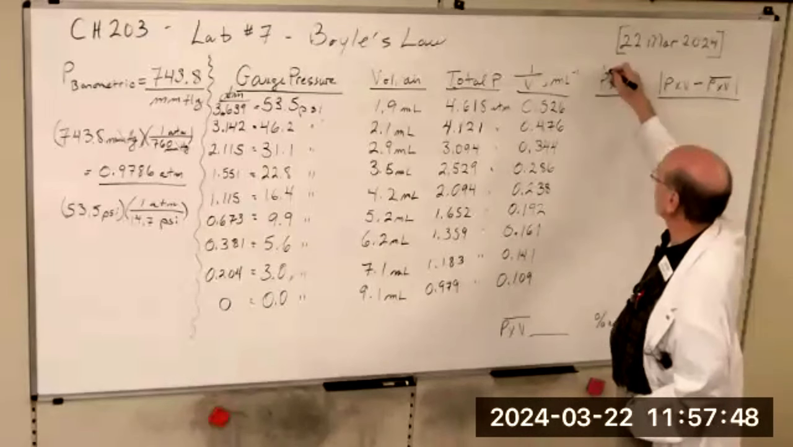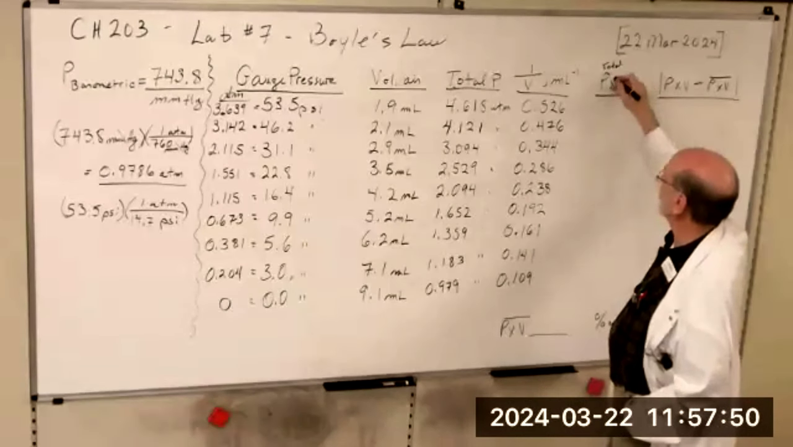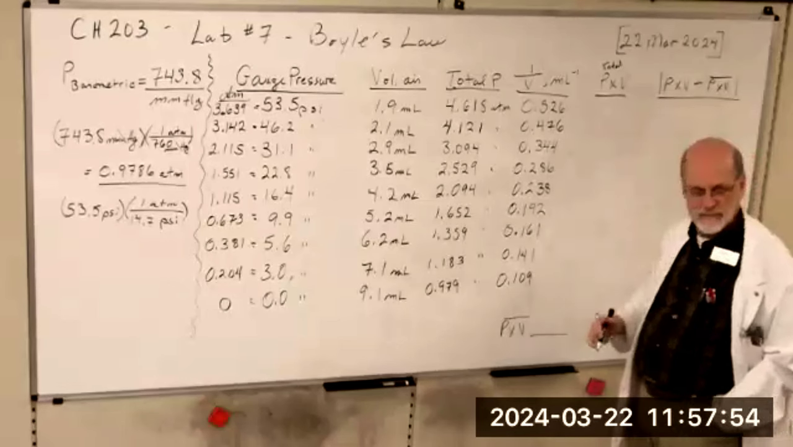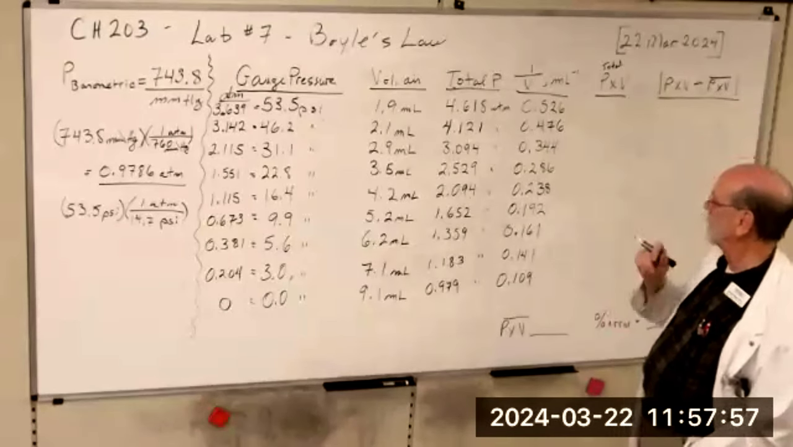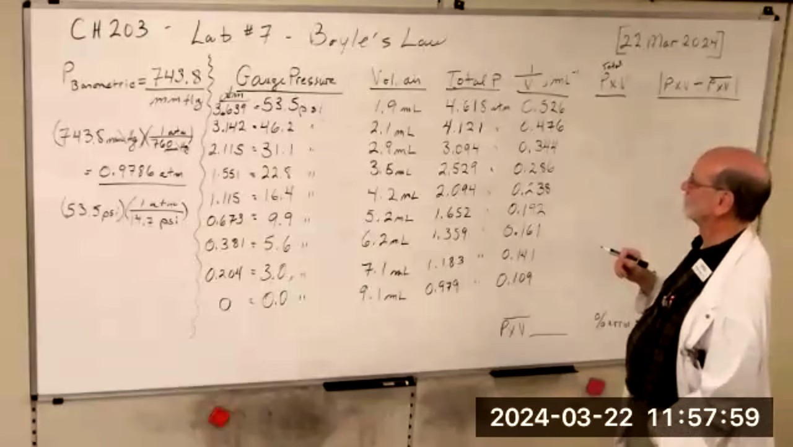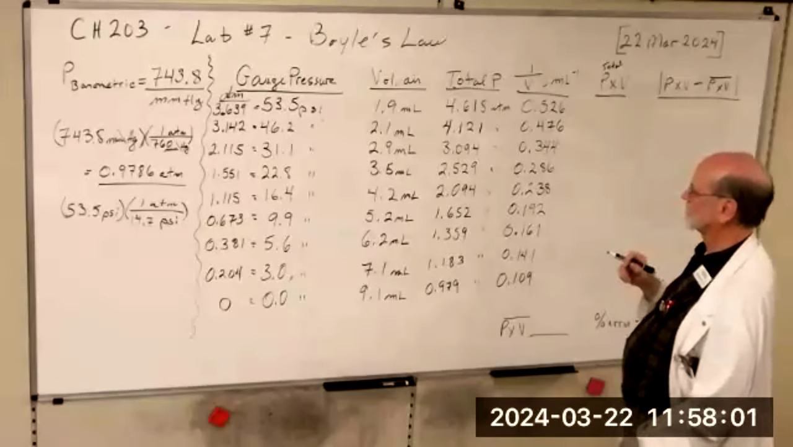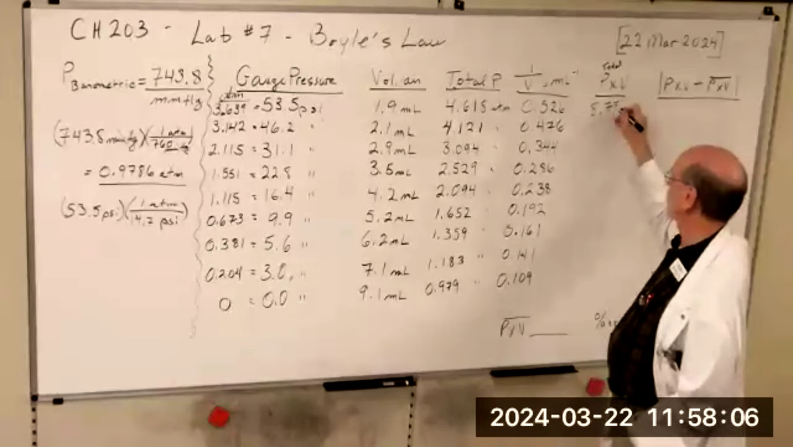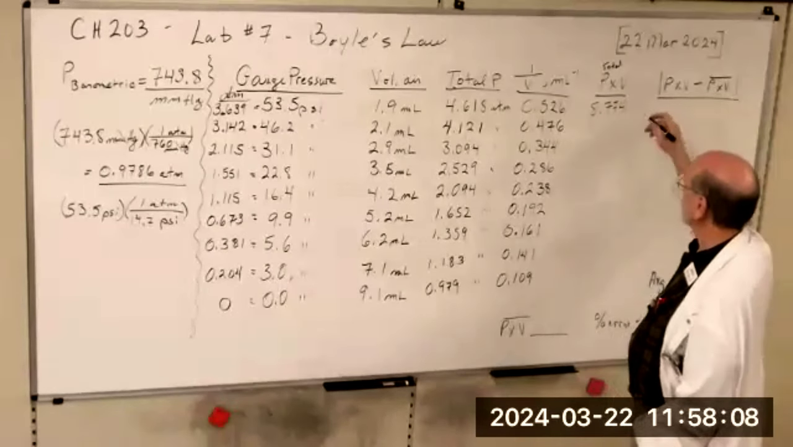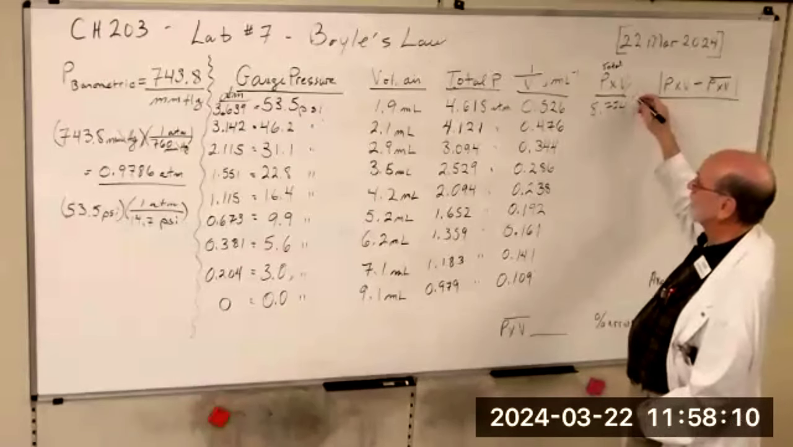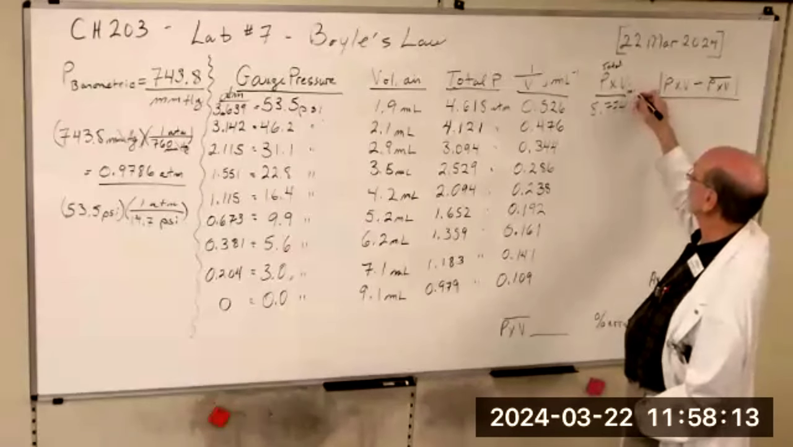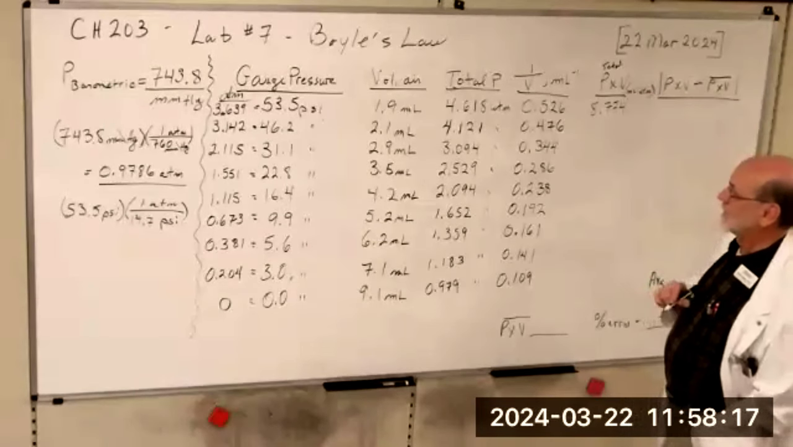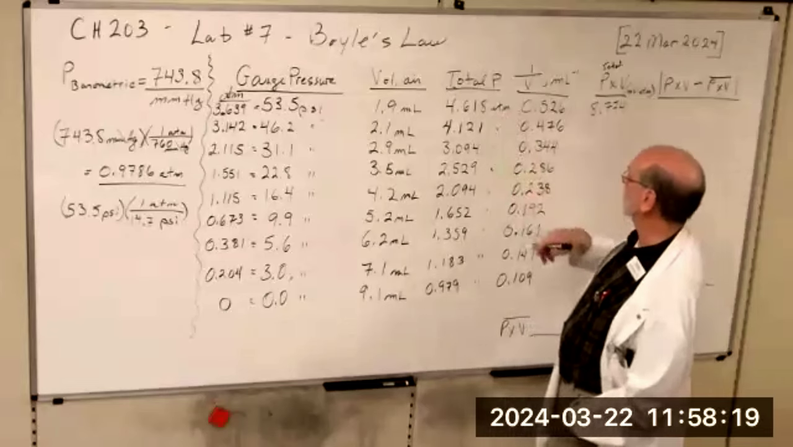All right, this is total here. Total pressure times volume will give you a value here. So 1.9 times 4.618. Right. Okay. 8.774. And the units of measure here are milliliter atmospheres, because you got milliliters times atmospheres.